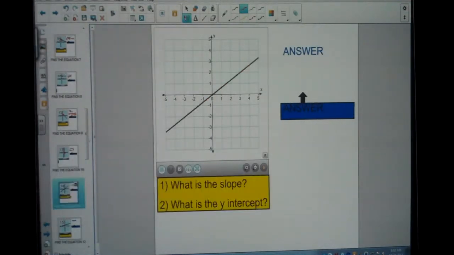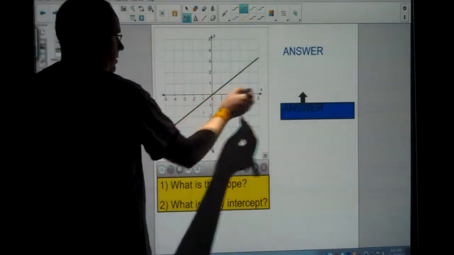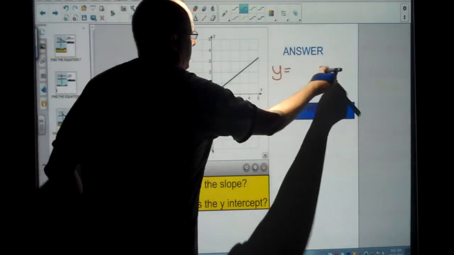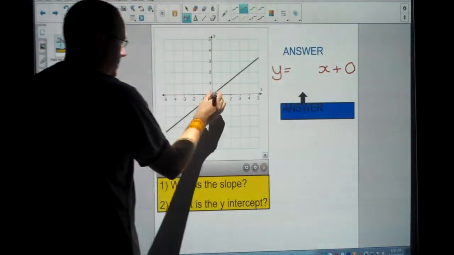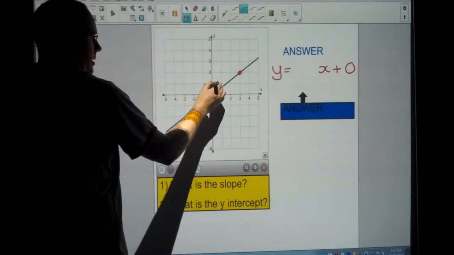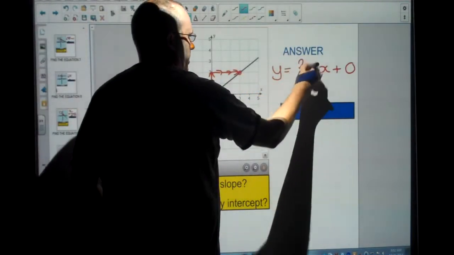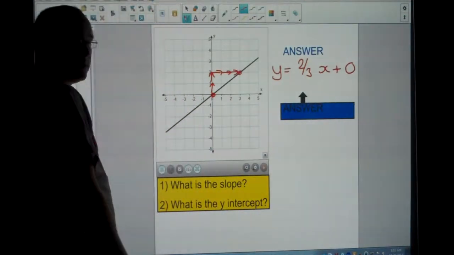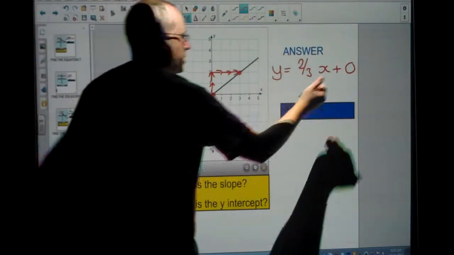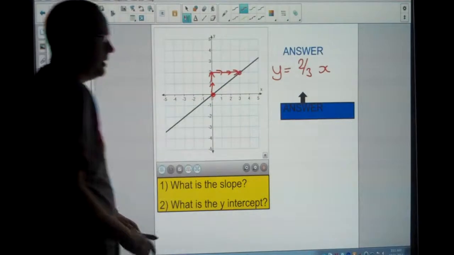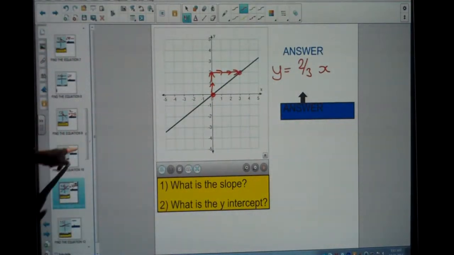Fairly quick question actually. This one goes through 0, so y equals something x plus 0. Find a couple of points, up 2 squares, across 3 squares, so 2 over 3x plus 0. If we had 0, that doesn't do anything to our question, so let's just leave that as y equals 2/3 of x.